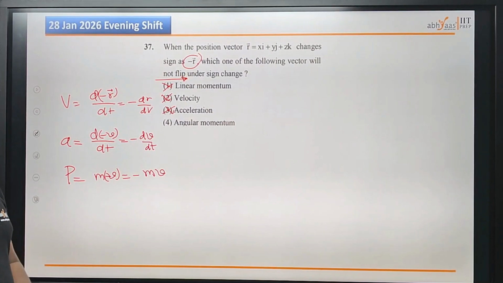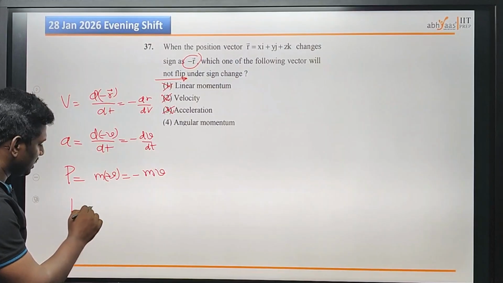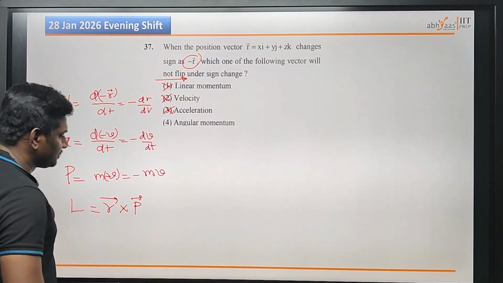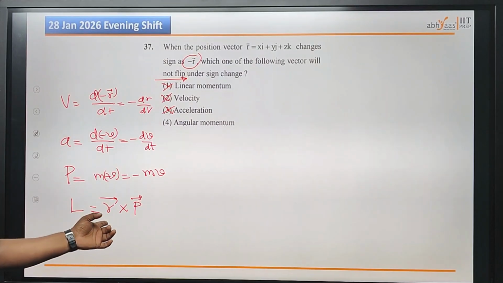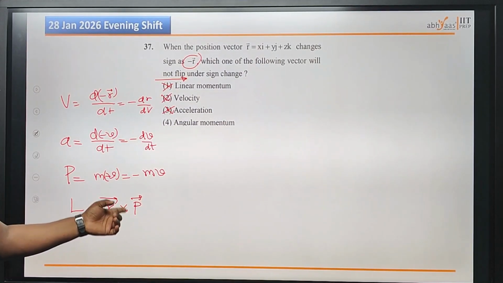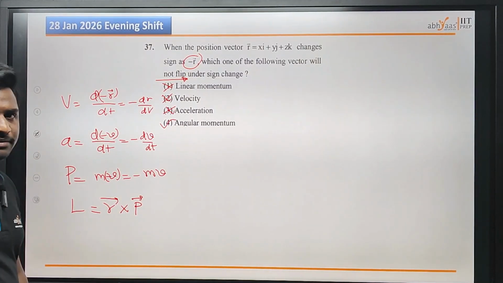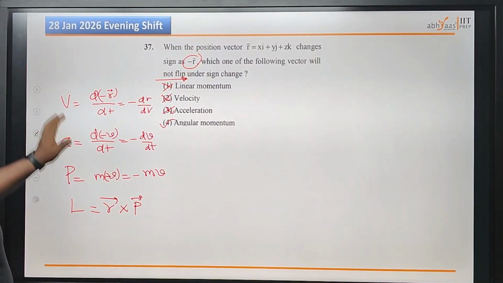What about angular momentum? Angular momentum L can be written as r bar cross p bar. What is r bar? Negative. What is p bar? Negative. You will get that the angular momentum does not flip. It will not flip. Next question.